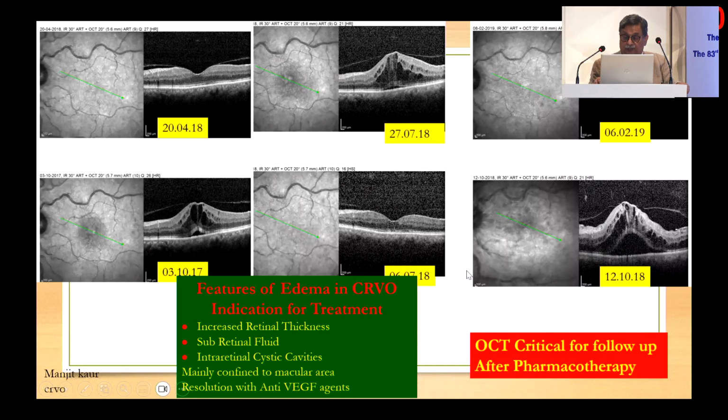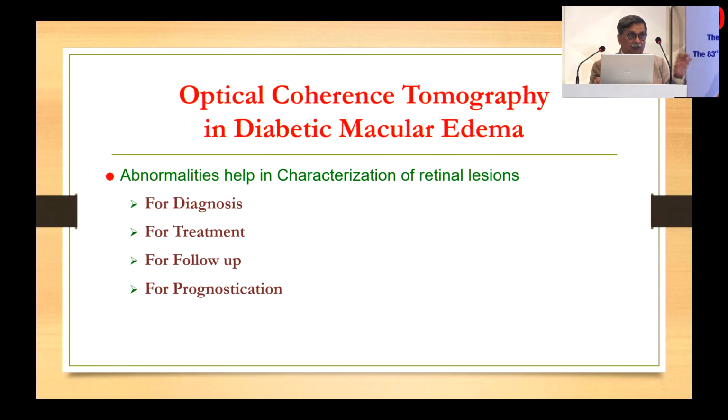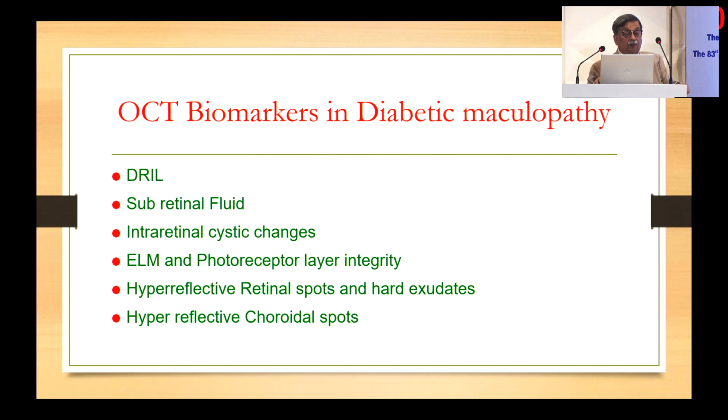Now, the other important thing that you have is a BRVO. In a BRVO, on the other hand, if you do a radial scan, you'll find edema in one half, not in the other half. You can actually make a diagnosis based on OCT alone that you're dealing with a BRVO. So you have these cystic spaces, you have subretinal fluid all in one side in BRVO, entire retina in the macula in CRVO. In diabetic macular edema, it can help you with diagnosis, treatment, follow-up, and prognostication.